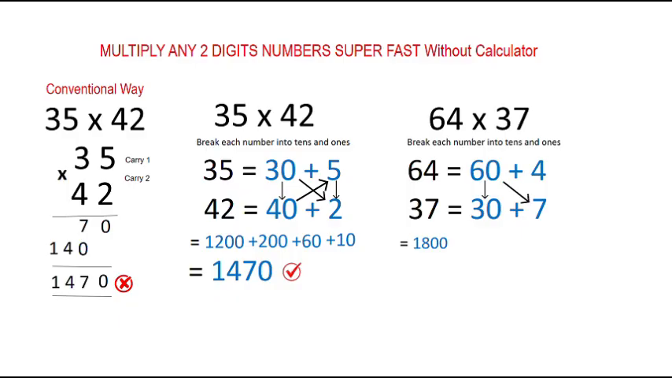Then you say 60 times 7, that gives you 420. Then you say 30 times 4, that gives you 120. And finally, 4 times 7, that gives you 28. After this, just add everything together. When you add 1800 with 420 with 120 with 28, it will give you 2368. So this is how to multiply any two-digit numbers super fast without a calculator.